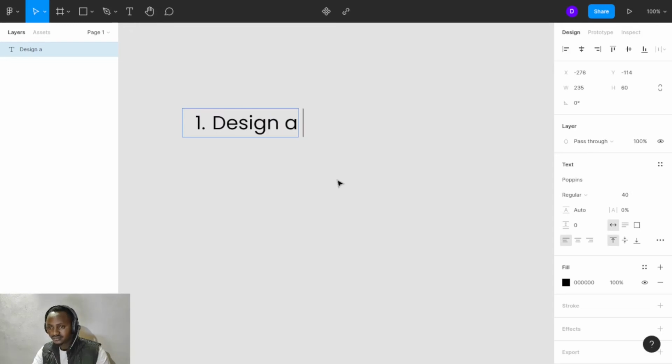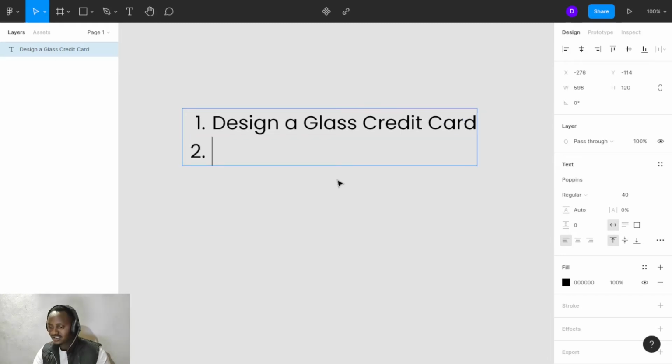Question 1, design a glass credit card. Under this, you are required to give a nice background.